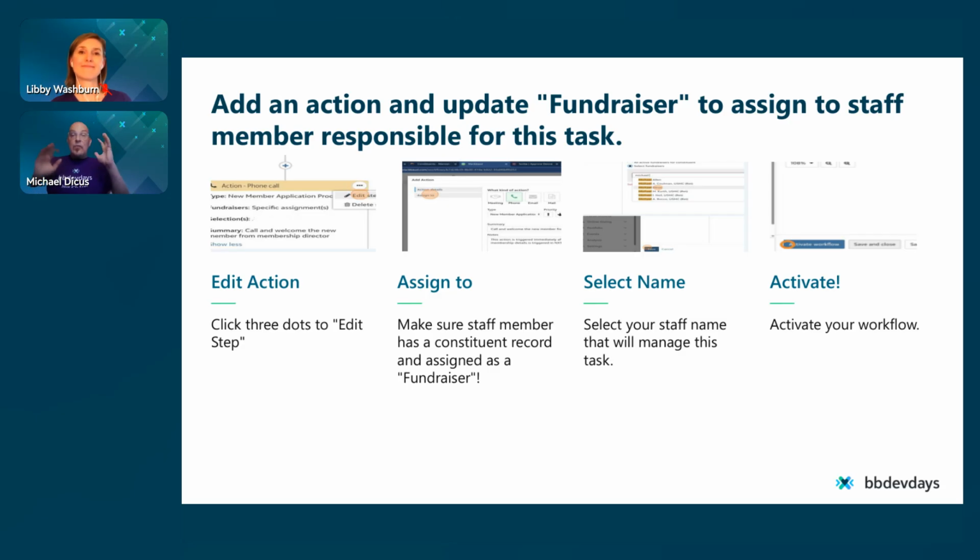So something I just want to really point out here, and it's under assigned to. In order for this piece to work, the idea is we want to give the staff member access to actions inside of Portfolio Work Center. So the staff member has to have a constituent record and be assigned as a fundraiser in order for you to find that person in this next step. So you want to edit the action, edit step again, and then you want to assign to that staff member.